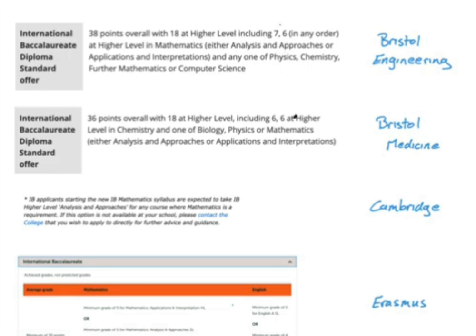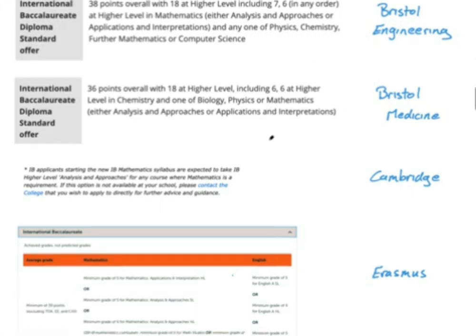But say now we have medicine here. Medicine, they say 18 at higher level, including 6/6 at higher level chemistry, and one of the following: biology, physics, or mathematics. So you could get into Bristol medicine with AISL, because you could do higher level chemistry, higher level biology, and then standard level AI mathematics without a problem. So that's worth thinking about if you want to go to the UK for sure.